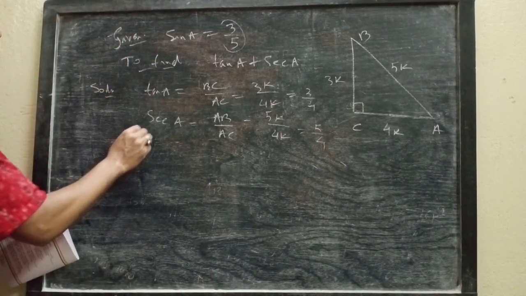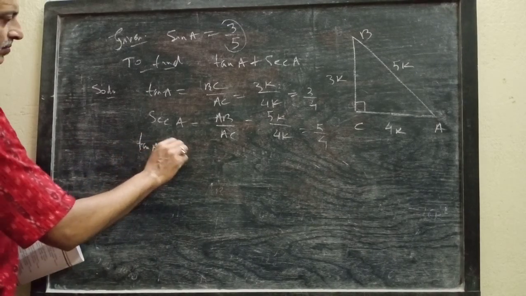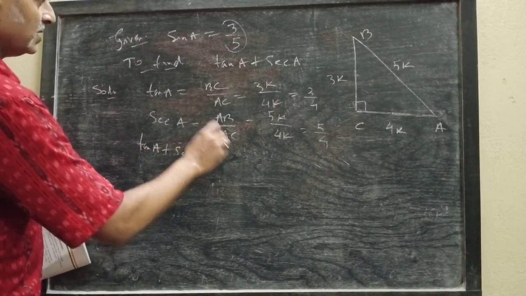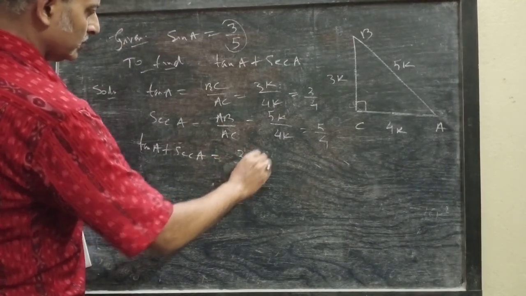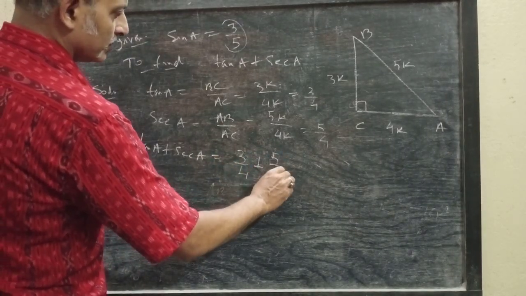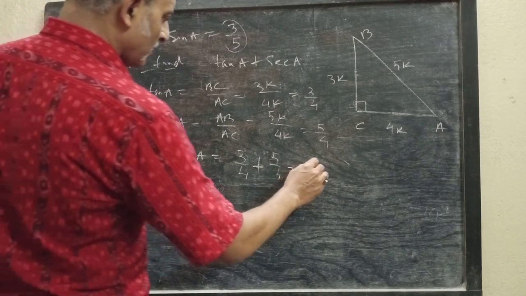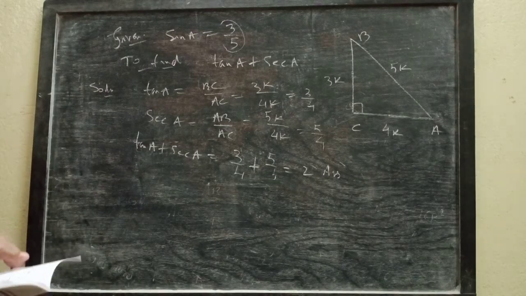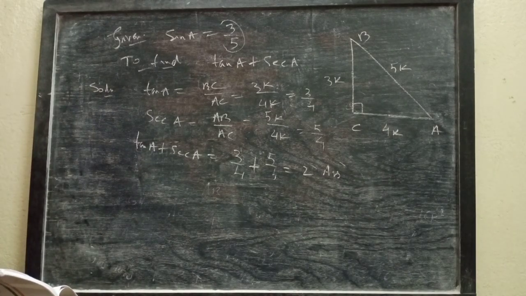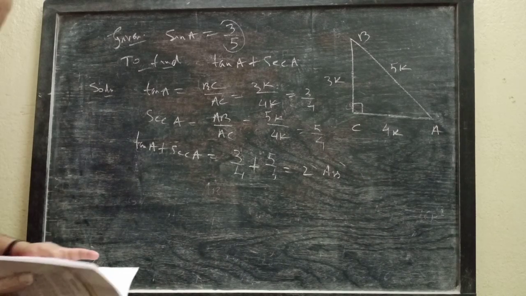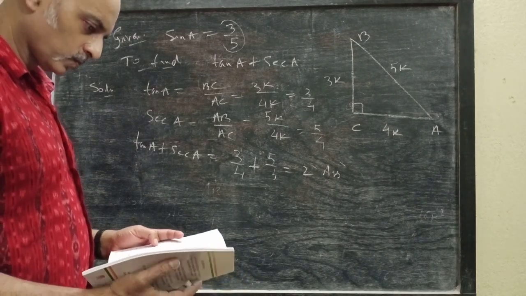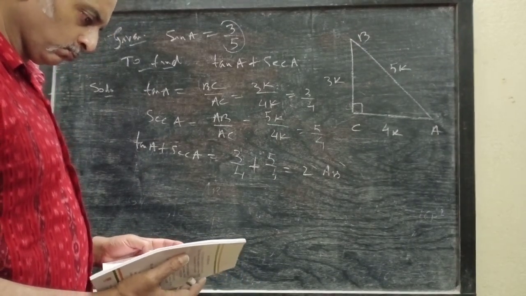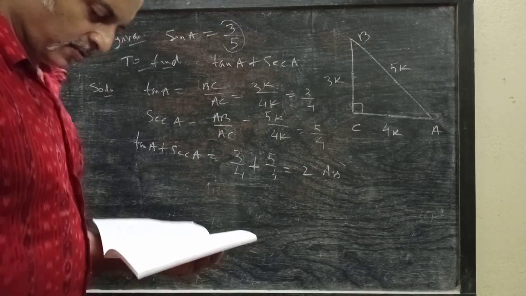Now tan A plus sec A. Tan A is 3 by 4 and sec A is 5 by 4. So 8 by 4, this is 2. The answer is 2. Next question. Keep it as homework.